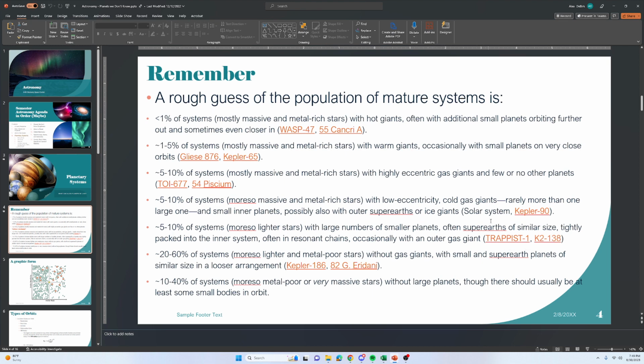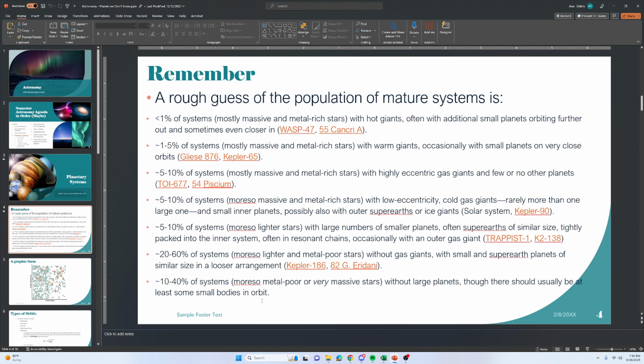So you may have heard of the TRAPPIST-1 system. The TRAPPIST-1 system is one where there's 7 planets, and they're all as close as Mercury or closer. How do you have 7 planets that close? Well, it's one of these. Okay, then the vast majority of these light and metal-poor stars will have no gas giants and small and super Earth planets. And then another 10 to 40% will be the really metal-poor or very massive stars without large planets, but there will be something in orbit.